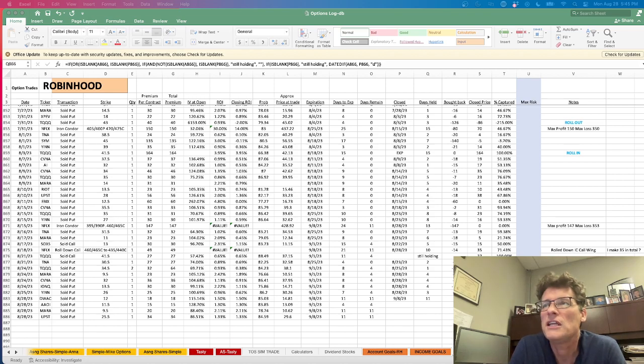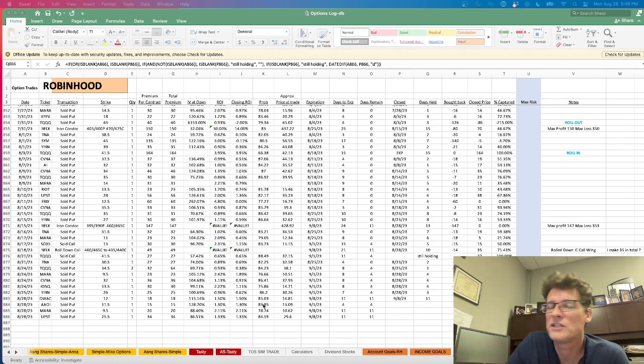So this spreadsheet basically tracks everything I do: the date, the ticker, what I did. For example, I sold puts, the strike prices, quantity, the premium per contract. I also track the implied volatility when I open the option. I have an ROI, which is a calculation of the strike price over the amount of collateral I put up. It just tells me how much I put on the line, and how much I'm making for how much I put on the line.